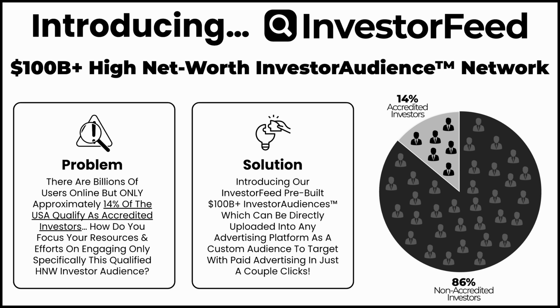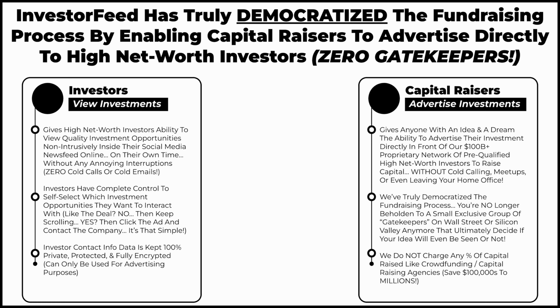So the problem, as we just talked about, is there are billions of users online, but only approximately 14% of the USA qualify as accredited investors, someone who has a decent amount of liquid capital in order to invest $50,000 to $100,000 in your fund or syndication. So how do you focus your resources and efforts on engaging only this qualified high net worth investor audience? Well, the solution is our InvestorFeed pre-built $100 million plus investor audiences, which can be directly uploaded into any advertising platform as a custom audience to target with paid advertising in just a couple of simple clicks.